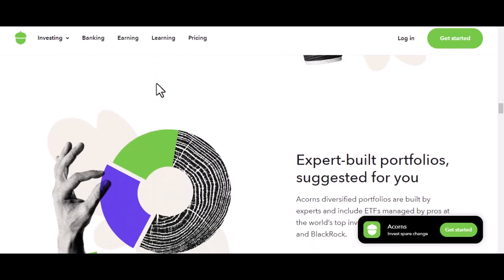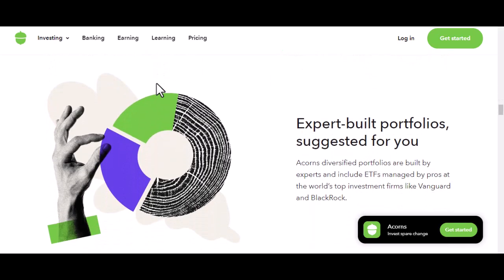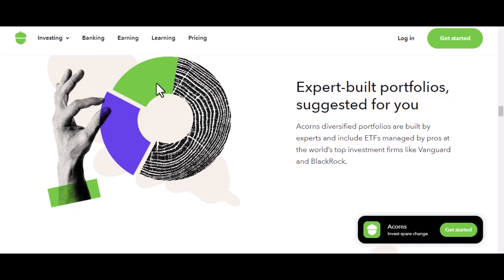Step 4, security first. You're about to share some sensitive financial information, so let's talk security. Acorns uses encryption to protect your data. But it's always a good idea to double-check the website or app URL to make sure you're on the legit Acorns platform. And never share your login credentials with anyone.